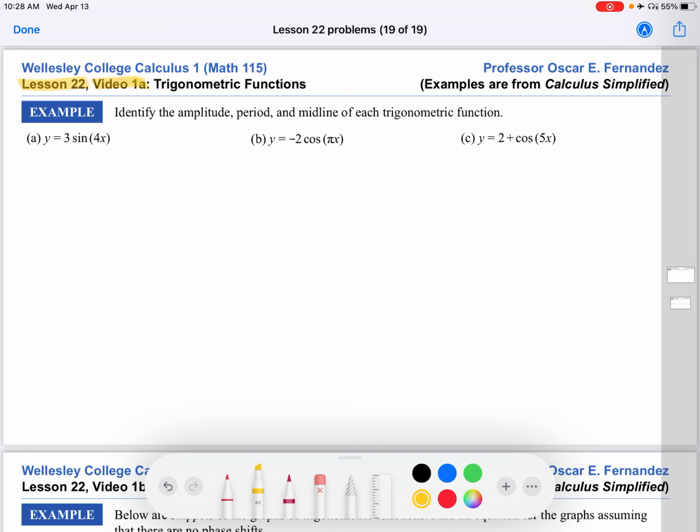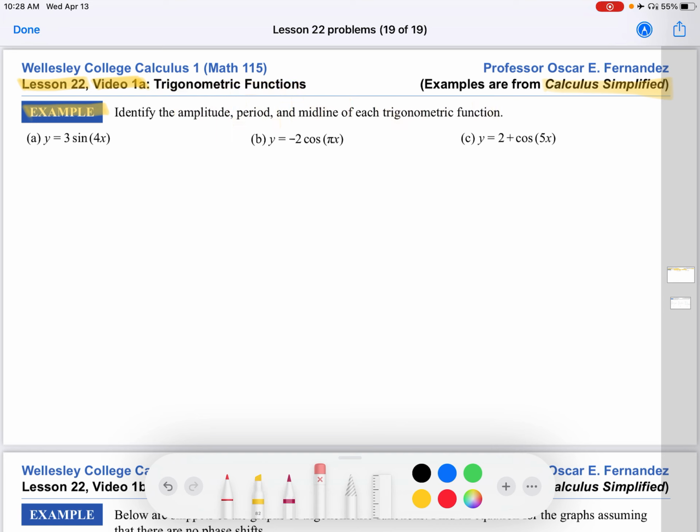It's actually video 1A because we're going to be talking in this video and in the next one, video 1B, about trigonometric functions. So I'm going to do that in the context of this example that I've written up. It's not quite from Calculus Simplified, but it is related to it, specifically around figure B.20 in Appendix B in the book, where I am introducing the notion of amplitude, period, and midline of trigonometric functions.